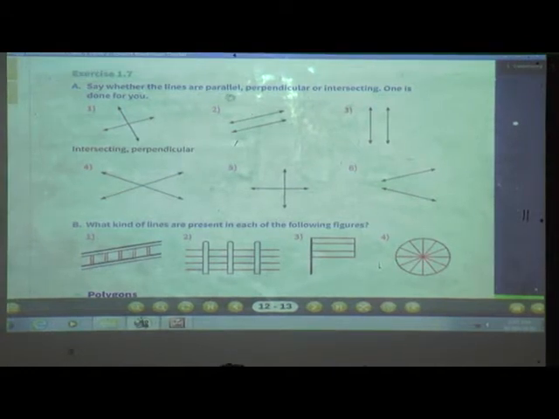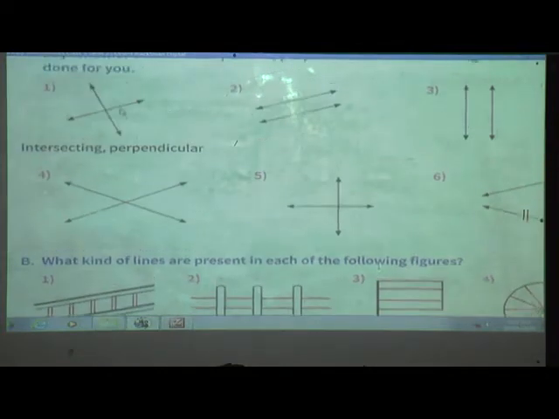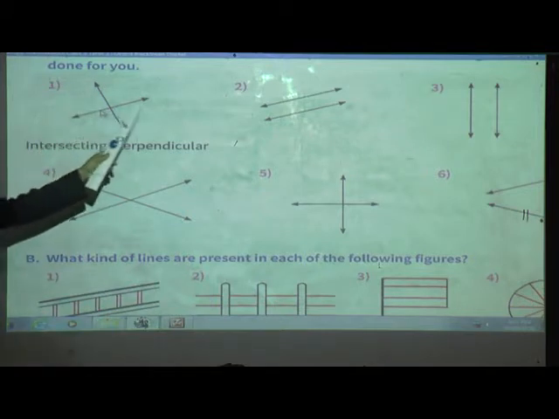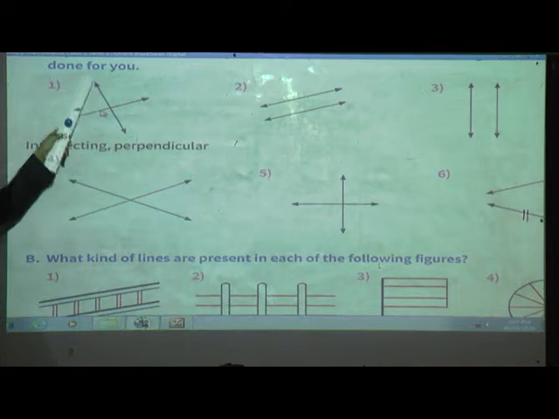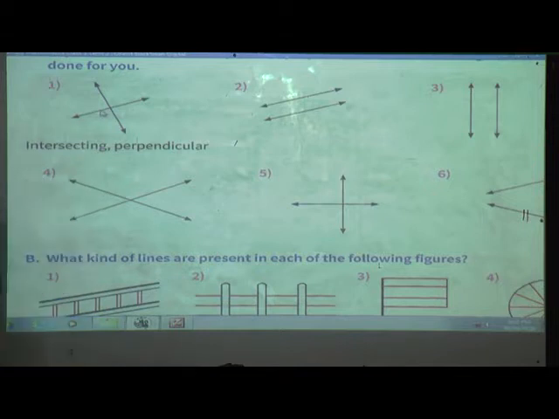Say whether the lines are parallel, perpendicular or intersecting. One is done for you here. See first one. Here these two lines are intersecting each other, even they are perpendicular. See, these are intersecting also and perpendicular also.